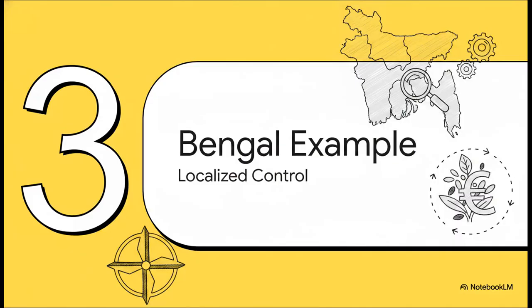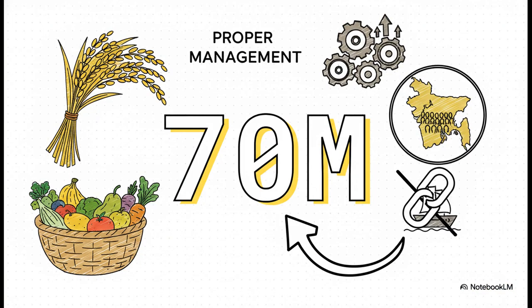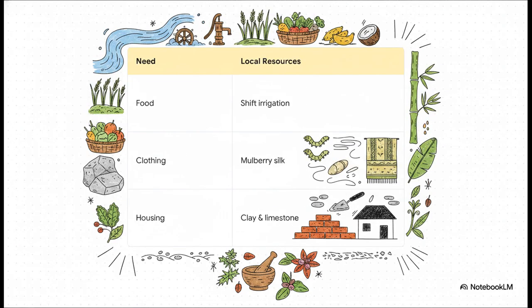Which brings us to Part 3, Bengal, a practical example. Because this theory can sound a bit abstract, the text actually gives us a concrete case study using Bengal. And the takeaway here is honestly staggering. According to this framework, Bengal possesses enough local resources, if they're managed properly, to independently feed its entire population of around 70 million people. It completely rejects the idea that a densely populated region has to rely on outside forces just to survive. Just look at how this maps out.